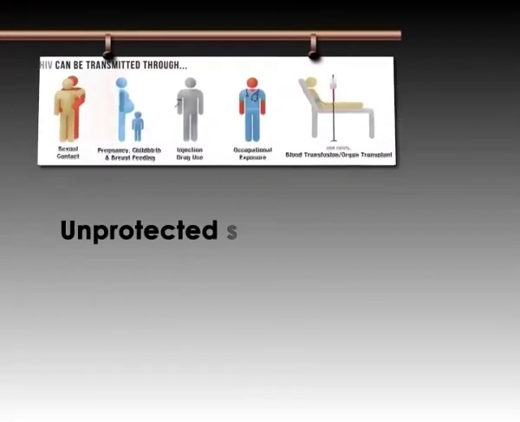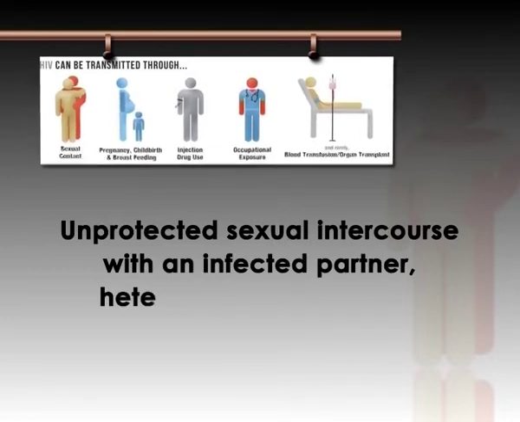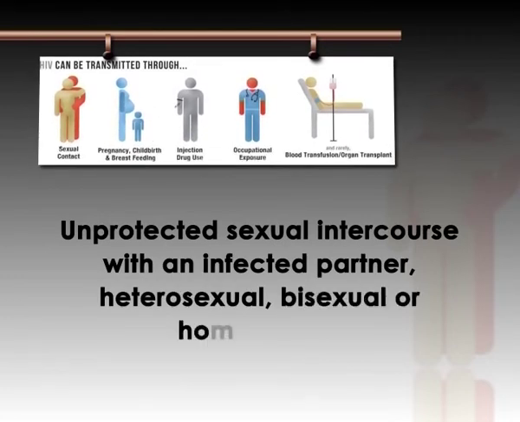HIV is transmitted from one person to another in three routes. Number 1. Unprotected sexual intercourse with an infected partner, the most common behavior. Heterosexual, bisexual, or homosexual.